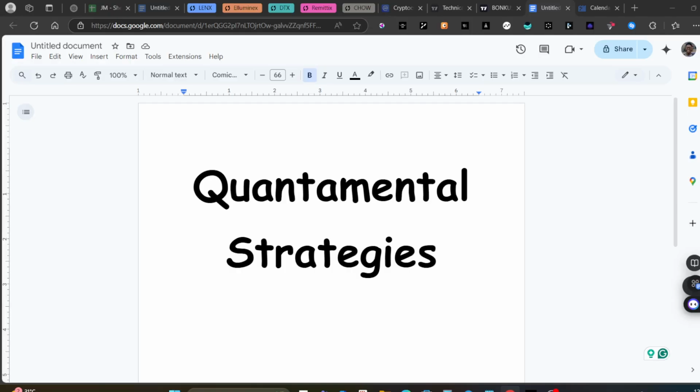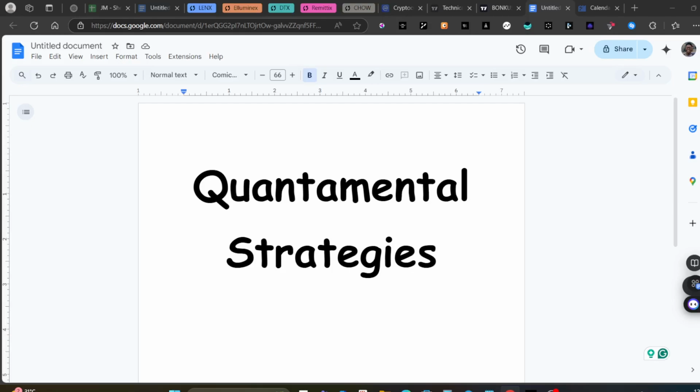So, let us begin by answering the most important question: what exactly are quantamental strategies? Simply put, quantamental strategies are a hybrid approach to trading that brings together the best of quantitative analysis and fundamental analysis.